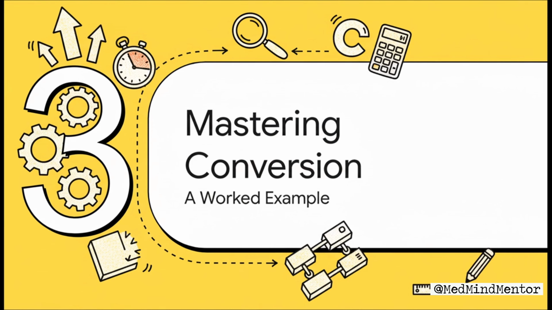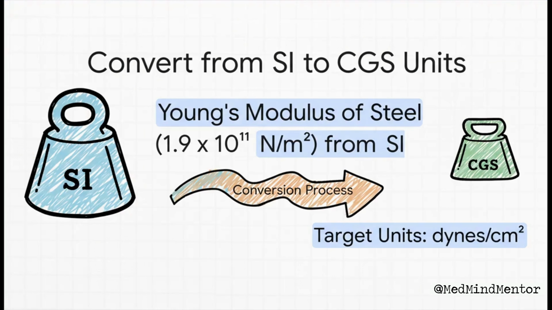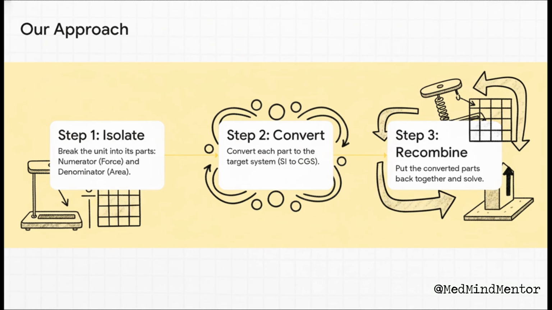Okay, theory's great, but let's get our hands dirty. We're going to walk through a typical conversion problem step by step so you can see a foolproof way to solve these every single time. Here's our mission. This is a classic exam-style question. We're given the Young's modulus of steel in SI units, that's newtons per square meter, and our job is to convert it into the CGS system's equivalent, which is dynes per square centimeter. The trick here is not to get overwhelmed by the whole thing at once. We're just going to break it down. Our strategy is simple. Isolate, convert, and then recombine. We'll handle the force part first, then the area part, and then we'll put it all back together.